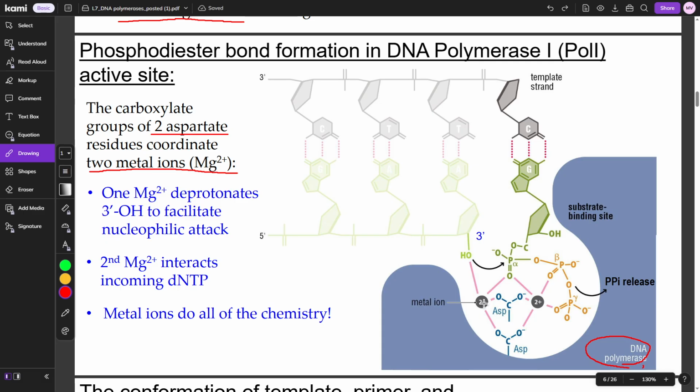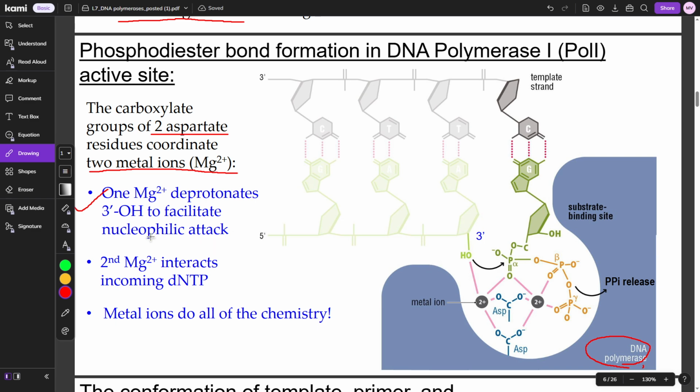So that magnesium is an important cofactor here. It's going to remove that H, and then the OH is going to attack as a result. So one magnesium deprotonates the 3' OH to facilitate the nucleophilic attack. That makes sense. Check that off.